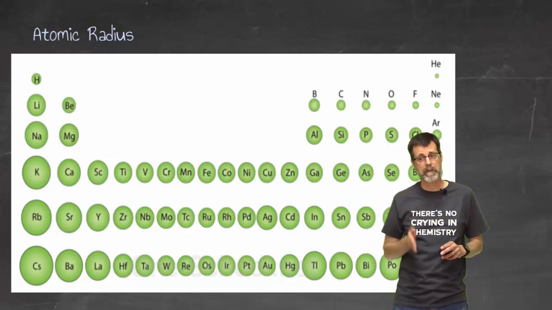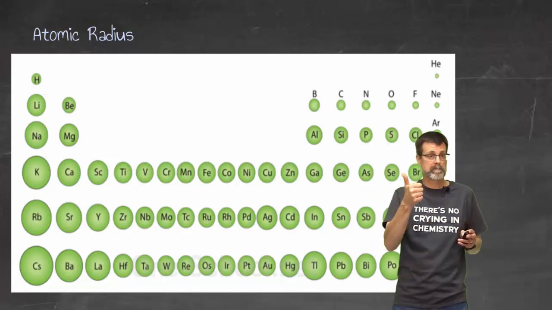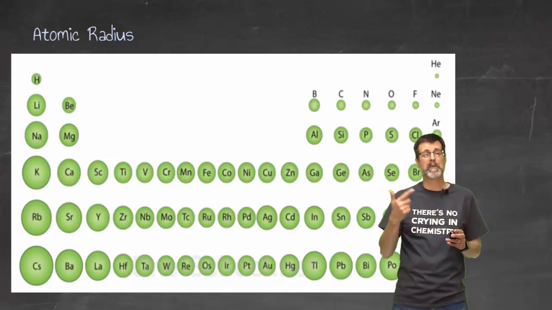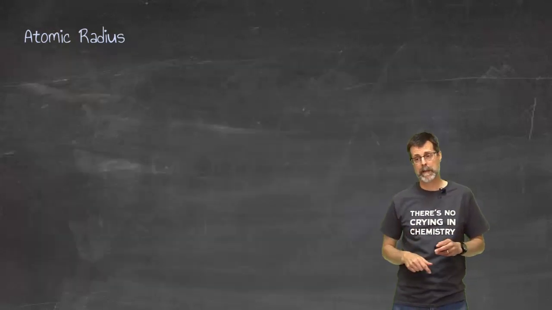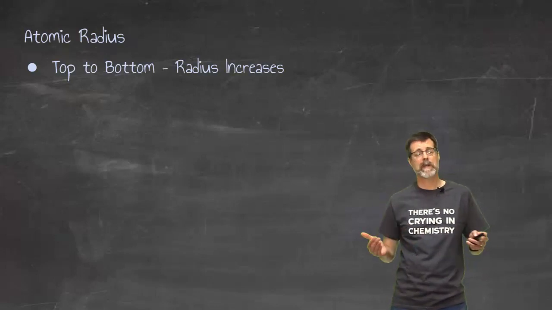And if you start going top to bottom, a pattern is there as well. So we want to A, know the pattern, and B, understand or explain the pattern. So we're going to go top to bottom first because it's really simple. Top to bottom, the radius gets larger.